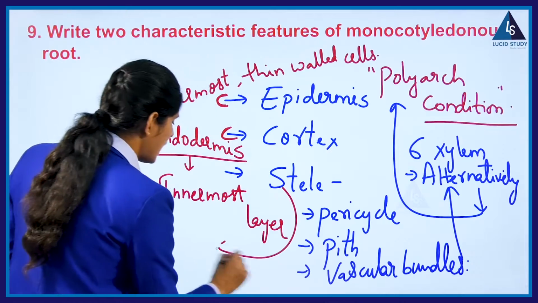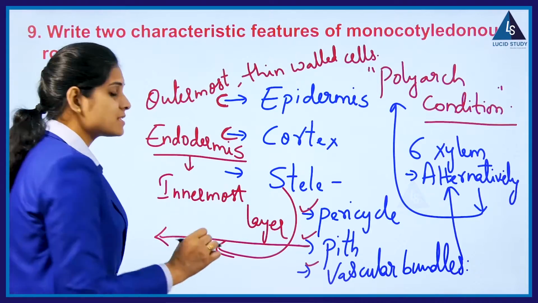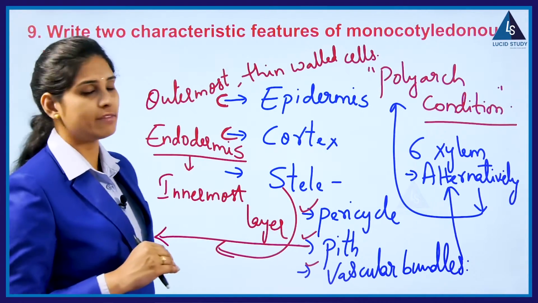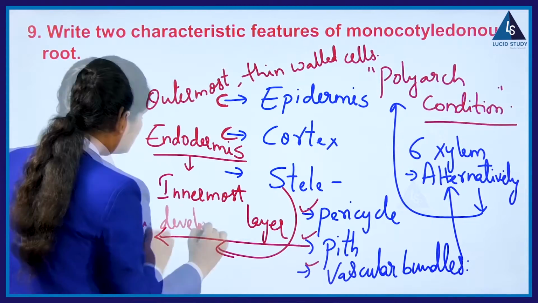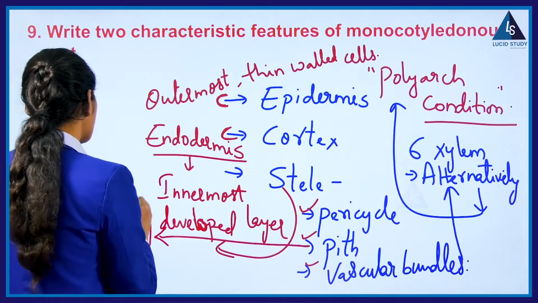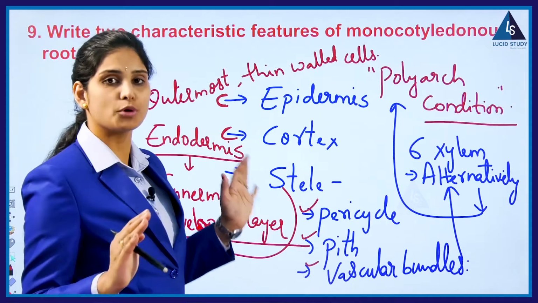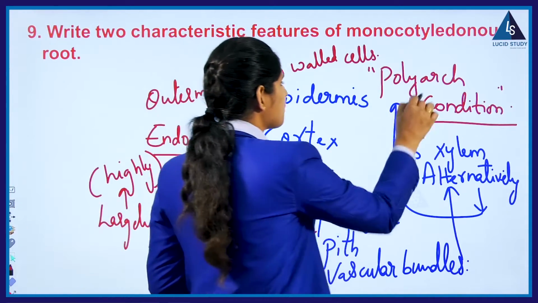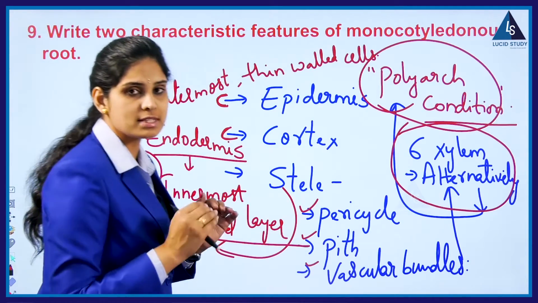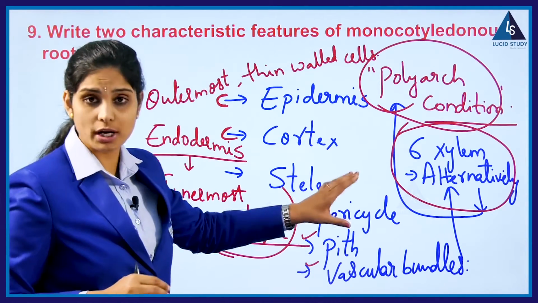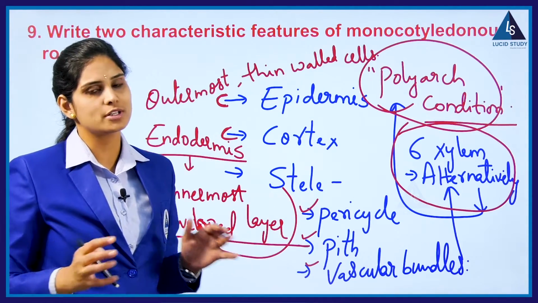Now coming to stele, as said, pericycle, pith, vascular bundles, there is something special here about the pith because they are said to be largely developed in monocotyledonous roots. So pith are largely developed, or we can also say they are highly developed, right? So this is the main characteristic feature of the monocotyledonous root, where very importantly we should talk about the polyarch condition, that is the alternate arrangement of 6 xylem, right? So these 6 xylem vessels are arranged alternatively and such a condition is called the polyarch condition. So these are some of the characteristic features of the monocotyledonous roots.